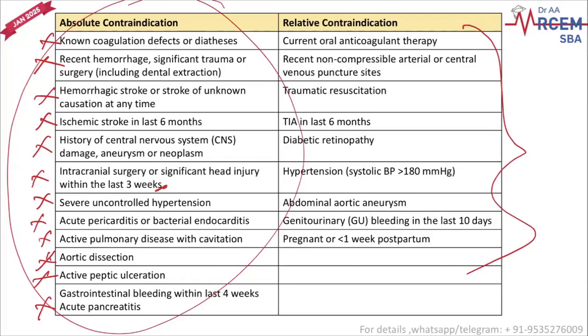CNS is the tricky part. Any insult to the CNS, that is the central nervous system, especially the brain, like an aneurysm, a tumor, even an ischemic stroke in the last 6 months, or a hemorrhagic stroke at any point in life, is an absolute contraindication. What do you need to remember or take away from this slide?